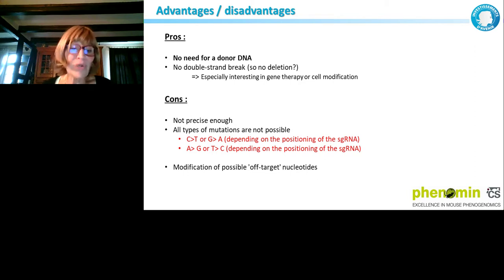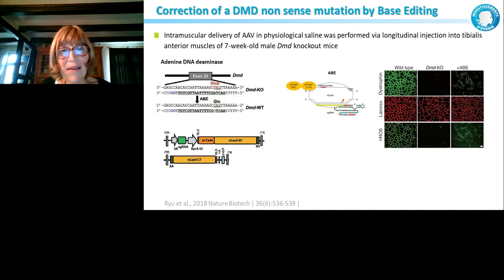And also, of course, if you have off-targets and the guide is recognizing another region where you have a C for the cytidine deaminase, it could potentially also modify something else. And that's an example that was published, a Nature Biotech paper. You have the reference here. In this case, they use the adenine deaminase. You can see here that the A can be transformed into a T.